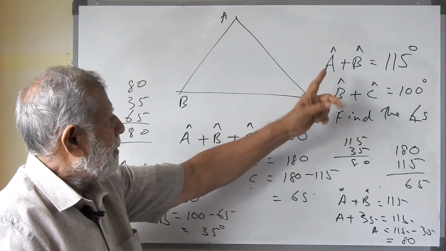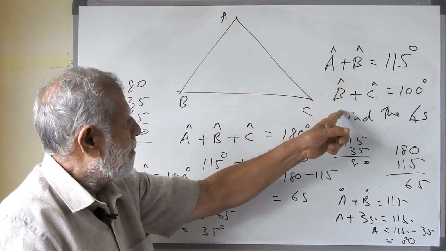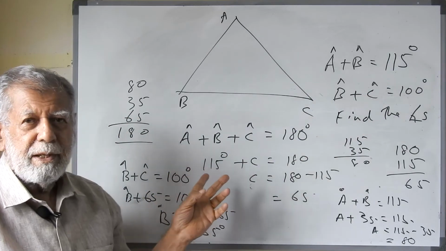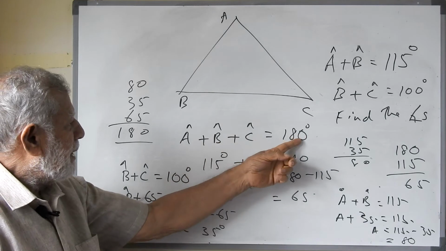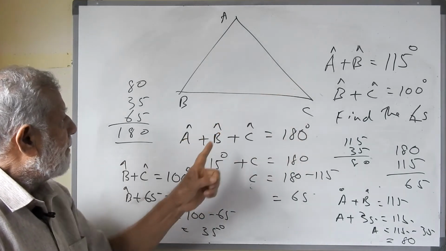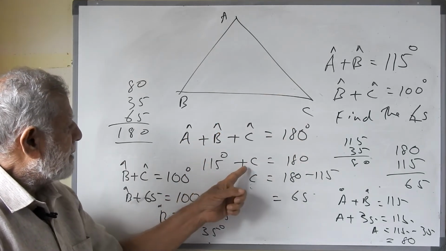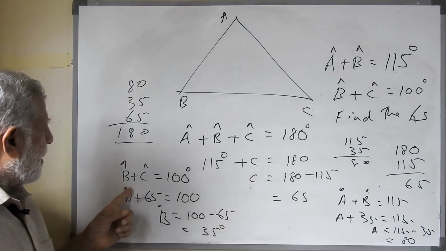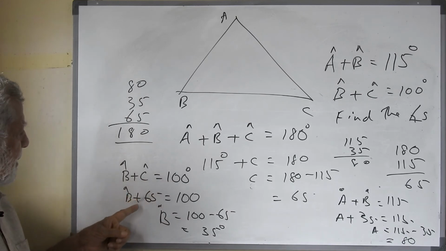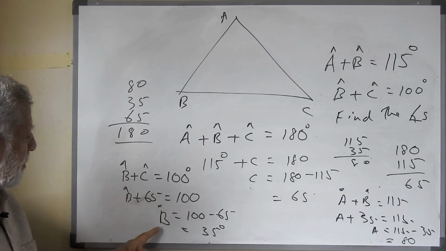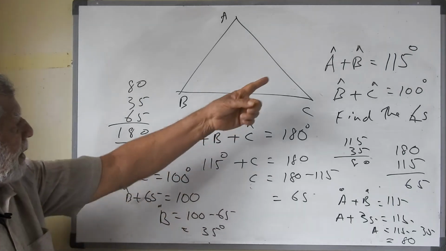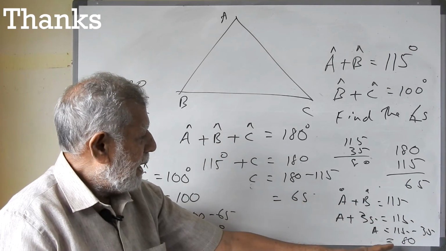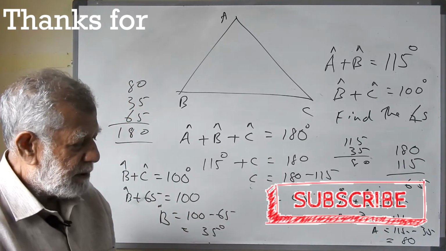They are given only two equations, A plus B equals 115 degrees, B plus C equals 100 degrees. You have to find the angles. So we take the rule A plus B plus C is 180 degrees, and from there we substitute A plus B as 115, and C we got as 65 degrees. Like that we substitute and get B plus C equals 100, C we got 65, so B plus 65 is 100, so B is equal to 35. In the same way we take A plus B equal to 115, and A plus 35 equals 115, and A is equal to 80. So that is how we solve this angle problem.